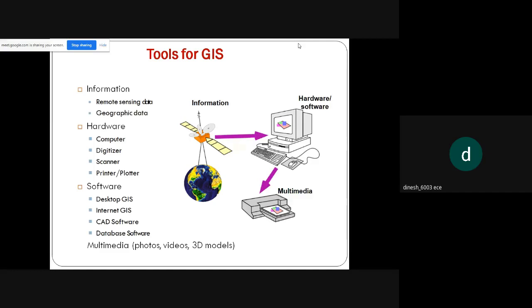The tools used are your known tools: the information which is acquired from remote sensing or geographic data from the satellite. Then hardware: computer, digitizer, scanner, printer, plotter. Software: your desktop GIS, internet GIS, CAD software, database software. Modeling depends upon the photos, videos, and the 3D models.